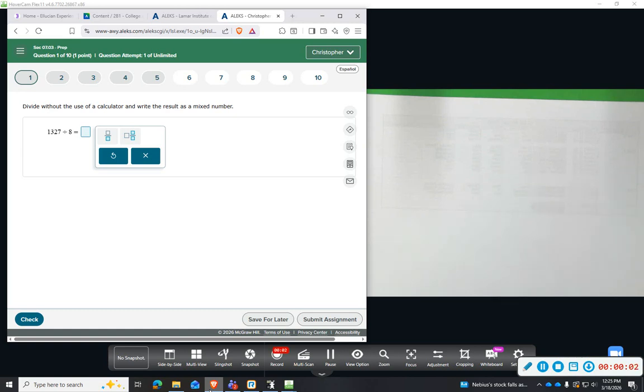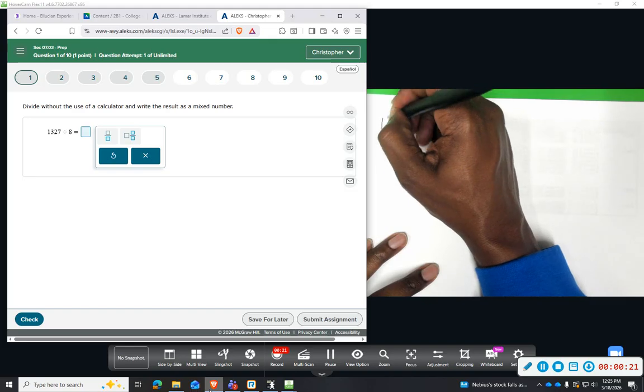All right, today we're going to be looking at section 7.3, prep. We're getting ready for polynomial division. First we're just going over the process of division, and we want to divide without the use of a calculator, and we're going to write the result as a mixed number.